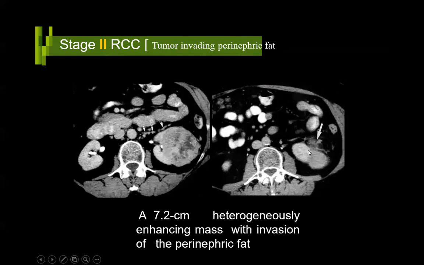So are there any lymph nodes? If there are enlarged lymph nodes, then it is going to be stage 3. But in this case, there are tiny lymph nodes here, probably. So they do not satisfy the lymphadenopathy criteria. They should be around 1 centimeter in size. So this is a case of stage 2. It has gone beyond the capsule, but obviously it hasn't invaded the Gerota's fascia.